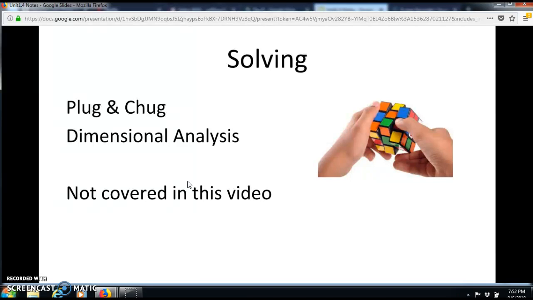Okay, now in terms of solving, we're not going to look into it, but I just wanted to point out again that there are 2 methods, plug and chug and dimensional analysis. That's not covered in this video. We'll do more practice like that in class.